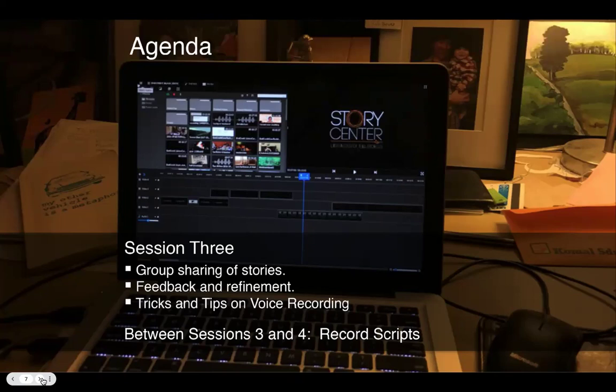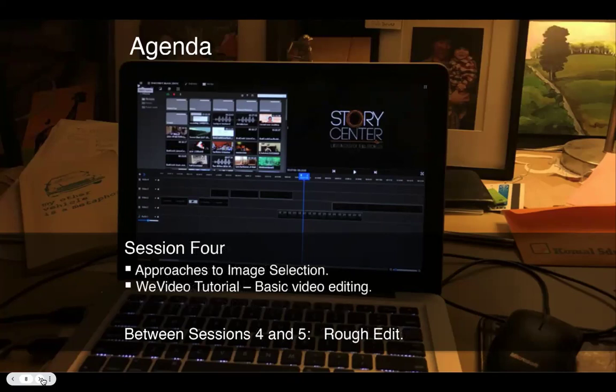So we're going to talk about how to record your voice, the tricks of the trade, but also how to use WeVideo. So we'll make sure that everybody's up and running in WeVideo by week 3. We might even have a chance to do that today, since we're a small enough group. So between 3 and 4, the idea is to get that voice recorded. That's the foundation of the digital story.